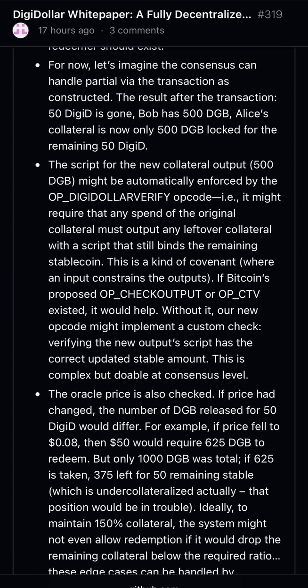The script for the new collateral output, 500 DGB, might be automatically enforced by the DigiDollar verify opcode, i.e., it might require that any spend of the original collateral must output any leftover collateral with a script that still binds the remaining stablecoin. This is a kind of covenant, where an input constrains the outputs. If Bitcoin's proposed OP_CHECKOUTPUT or OP_CTV existed, it would help. Without it, our new opcode might implement a custom check, verifying the new output script has the correct updated stable amount. This is complex but doable at the consensus level.